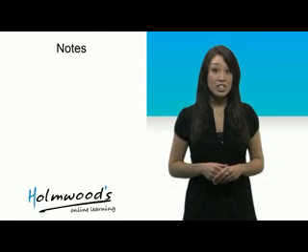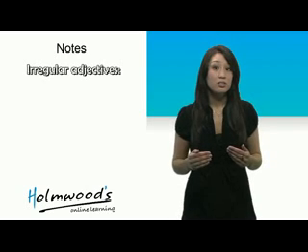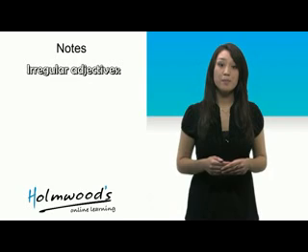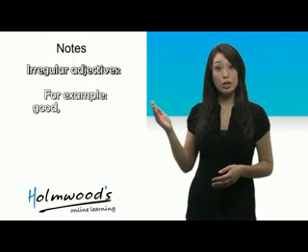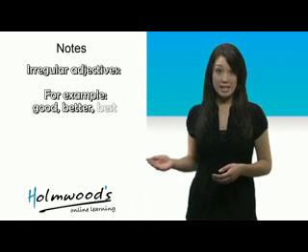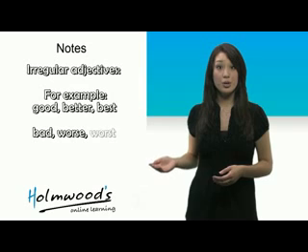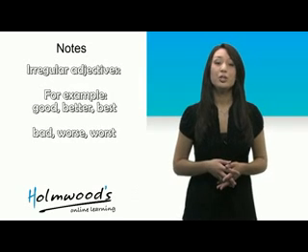Now there are some adjectives that are irregular. You will just have to memorize their comparatives and superlatives. Examples are good, better, best, bad, worse, worst. You will find more examples on the grammar sheet.